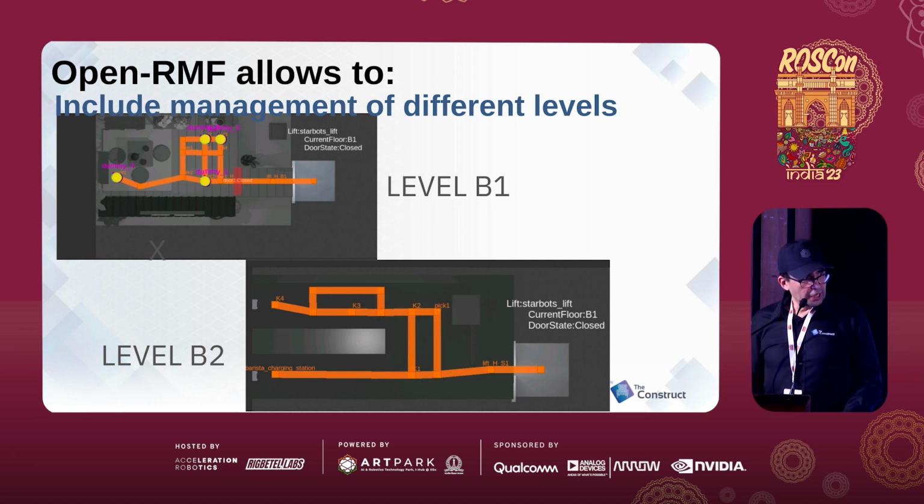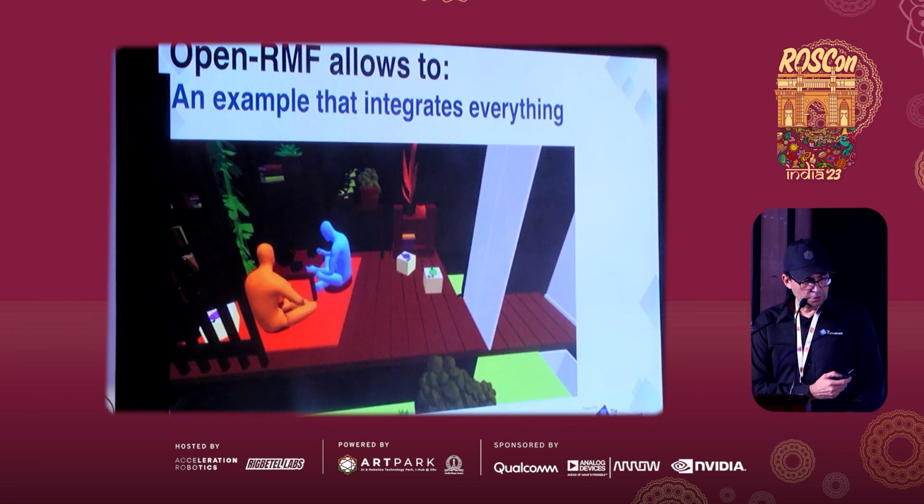In this image, I want to show you how OpenRMF can manage different levels, because each level can have a different map. So you need to be able to define the different levels and the highways on each level. That's allowed with the traffic editor. And here you can see on the top is the level B1 and the bottom is the level B2. Let me show you on the simulation how it looks.